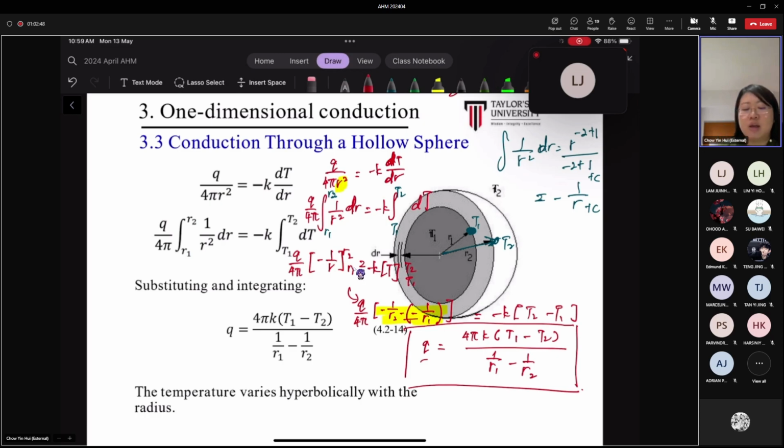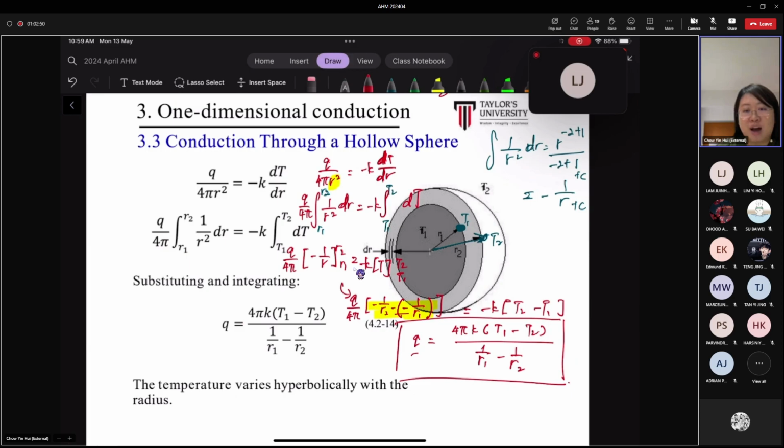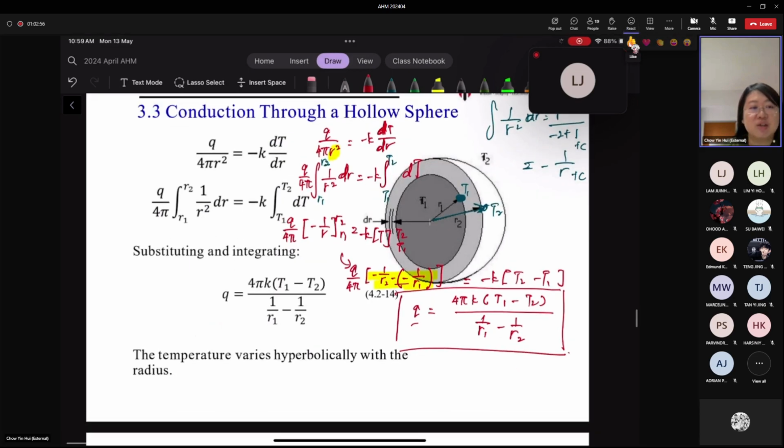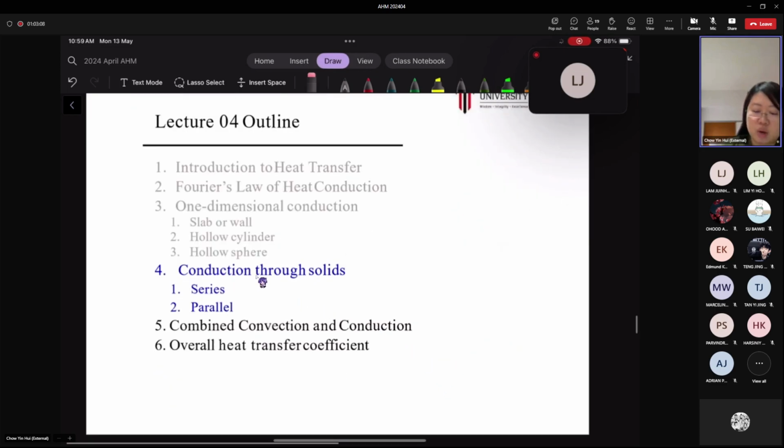Okay, any questions so far on solving the integration part to get the equation? Let me see what the next slide is. Because it's 11 already. The next part we are going to talk about is conduction through solids in series.